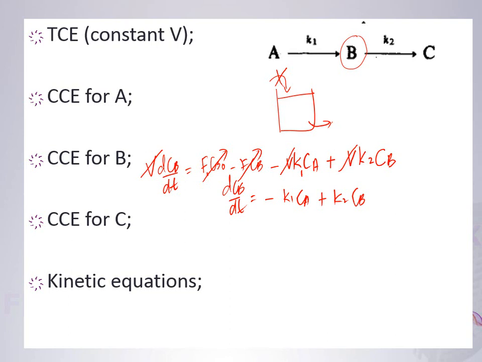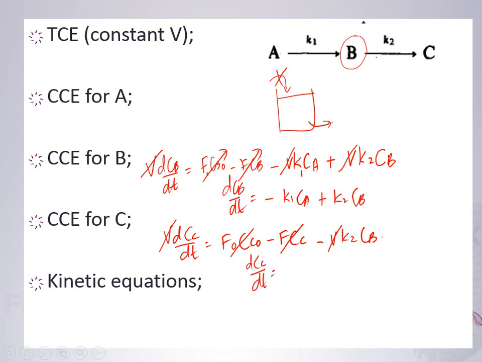Very good. Okay. Now the same goes to C. So when we want to do the balance, dCC/dt is equals to F naught CC naught minus F CC minus V K2 CB. So we cross this one out because this is a batch reactor. Then we cross your volume because it's a constant volume. So we'll have dCC/dt equals to minus K2 CB.